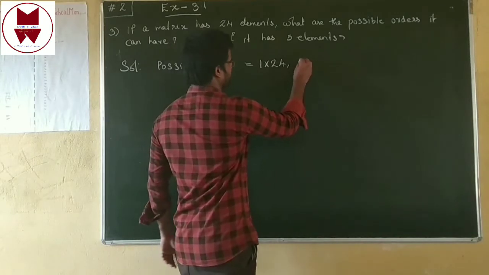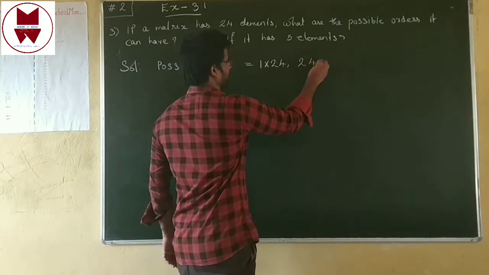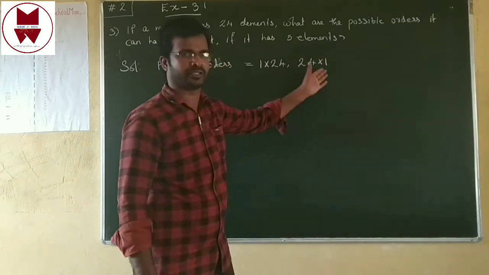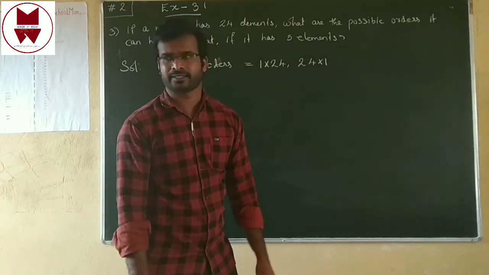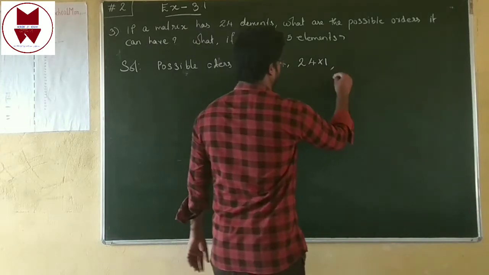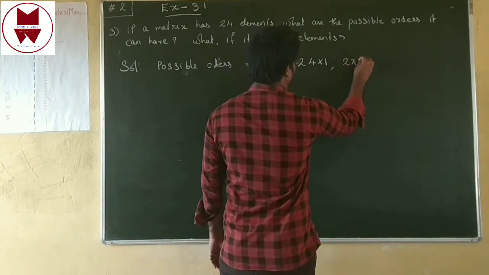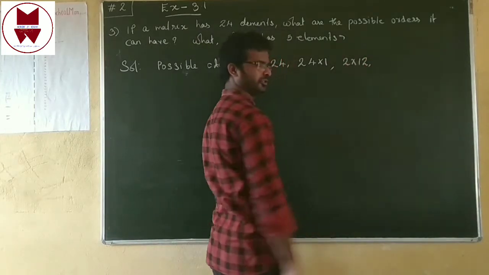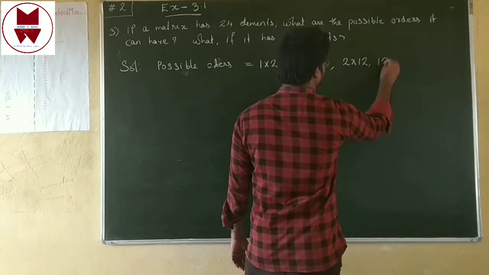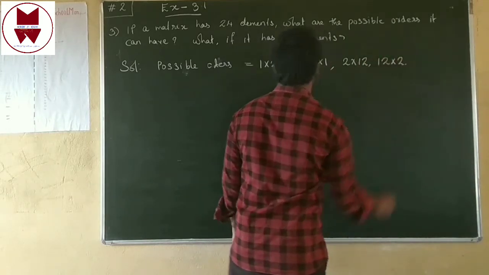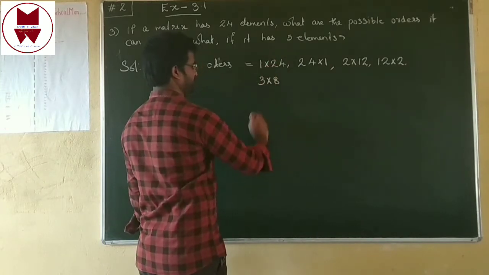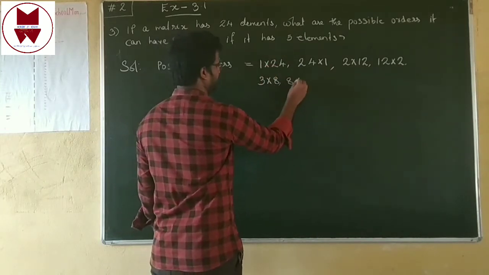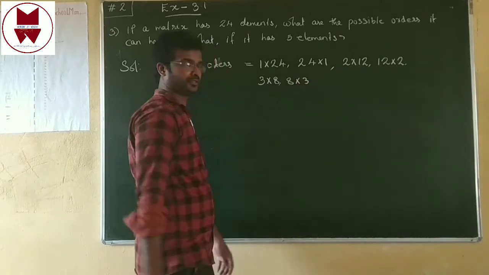Then 24 into 1 also; that time also you will get 24. That is the second possible order. Then 2 into 12 is 24. Just reverse, 12 by 2. Then next 3 by 8. Then 8 by 3. 8 into 3 is 24.